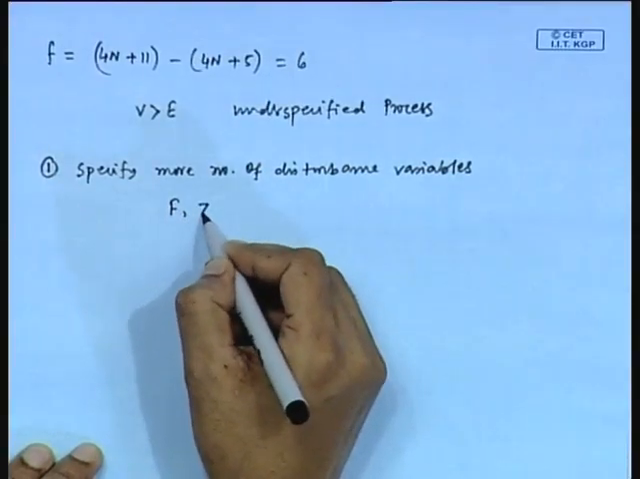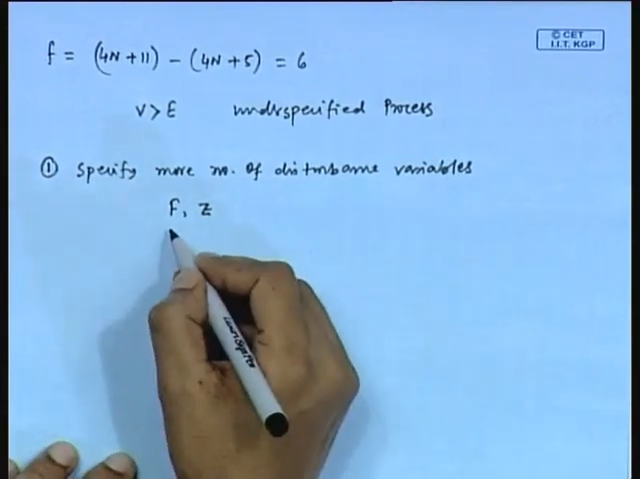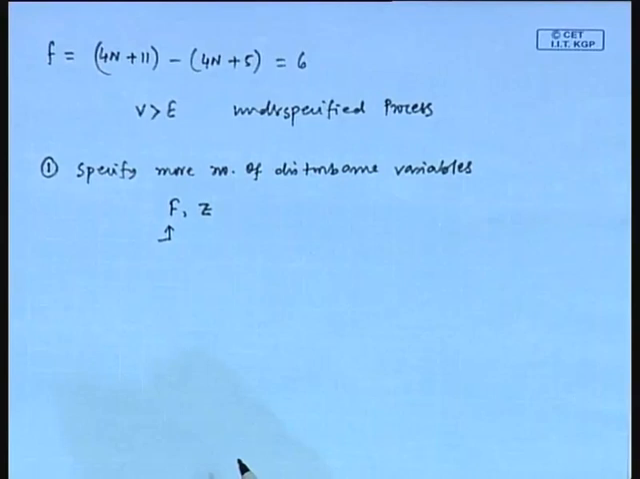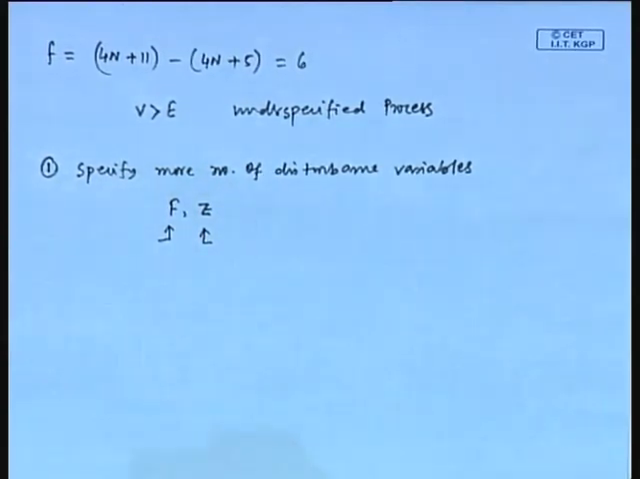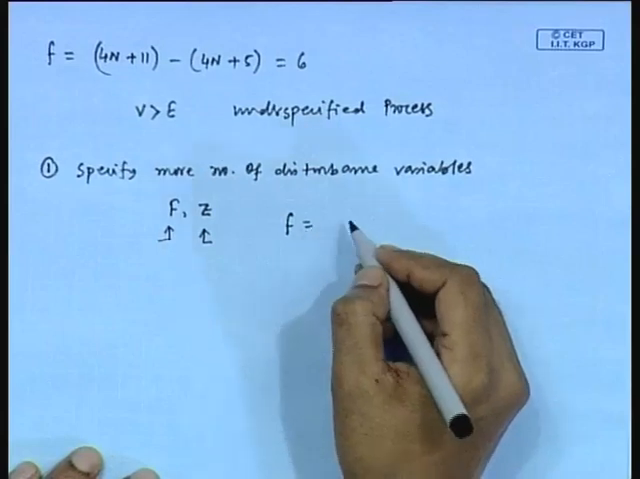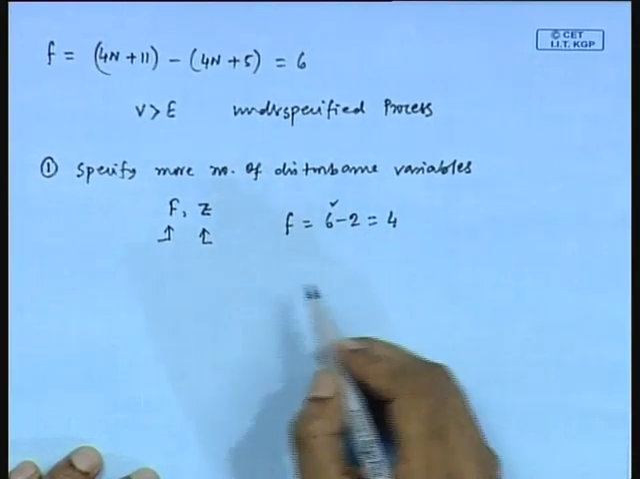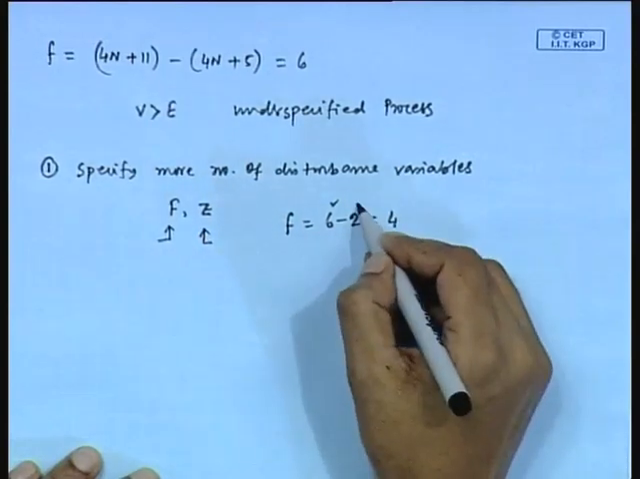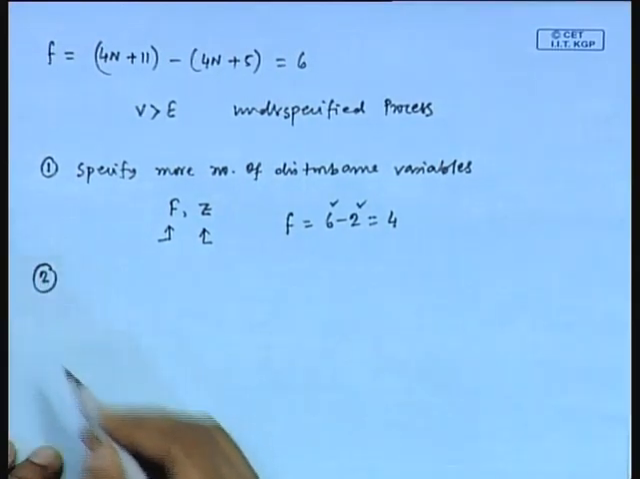So, what are the disturbance variables involved in this distillation process? One is F, another one is Z. F is feed flow rate and Z is feed composition. We can measure this feed flow rate using a flow meter. Then we have the feed flow rate information. We can measure this feed composition by any chromatographic analyzer. Then we have the composition information. If that is the case, then F reduces to 4. Previously F was 6. We are trying to specify these two disturbance variables, that means minus 2. So, F becomes 4.